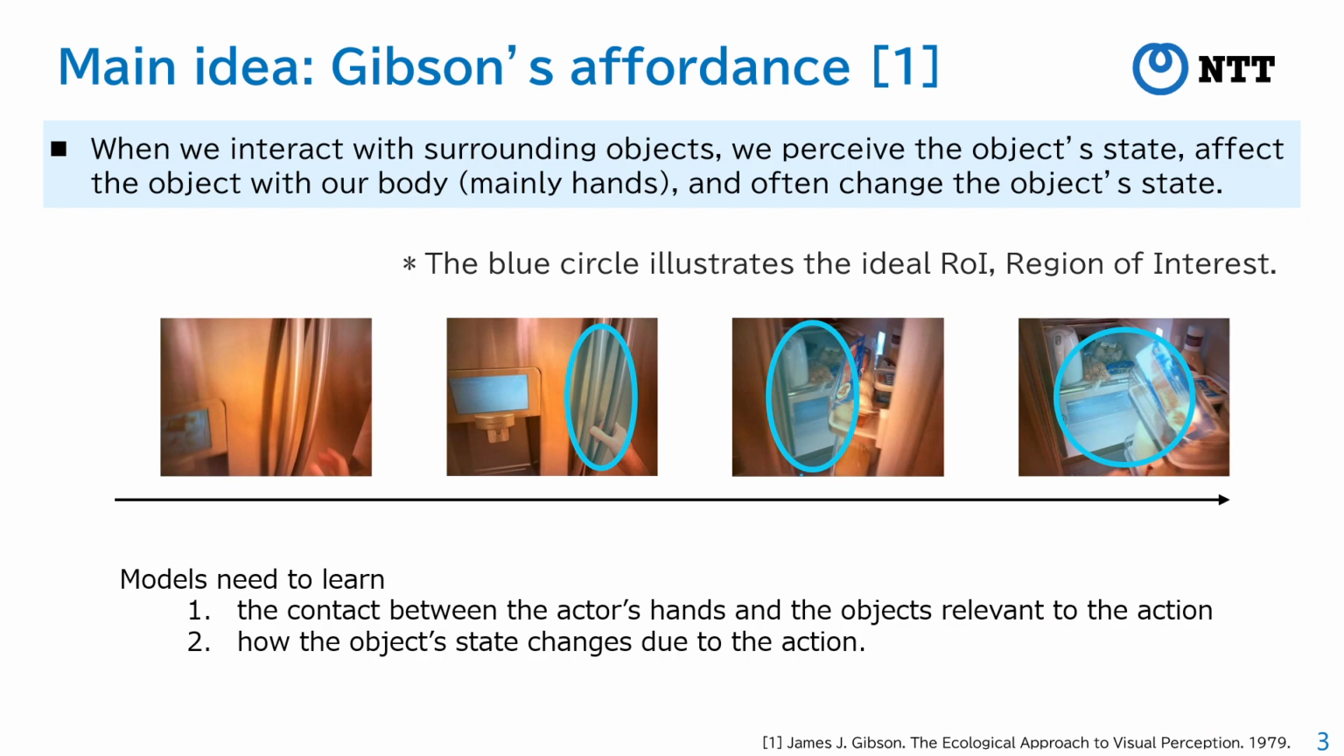As proposed by Gibson's affordance, when we interact with surrounding objects, we perceive the object's state, affect the object with our body, mainly hands, and often change the object's state. For example, open fridge can be viewed as a hand pulling the door of a closed fridge, and the state of the fridge changing to open. Models need to learn the contact between the actor's hands and the objects relevant to the action, and how the object's state changes due to the action.